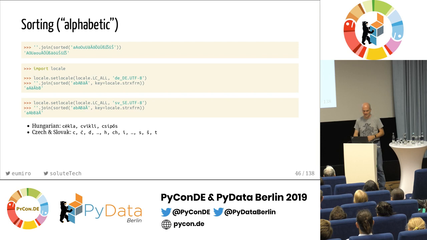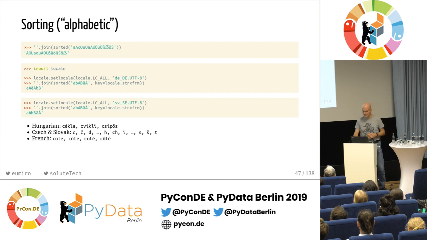In French, some official dictionaries use this rule: they sort everything alphabetically, but when it comes to accents, they sort them starting from the end of the word. So you first sort all the last syllables, then the one before last, and so on the other way around.